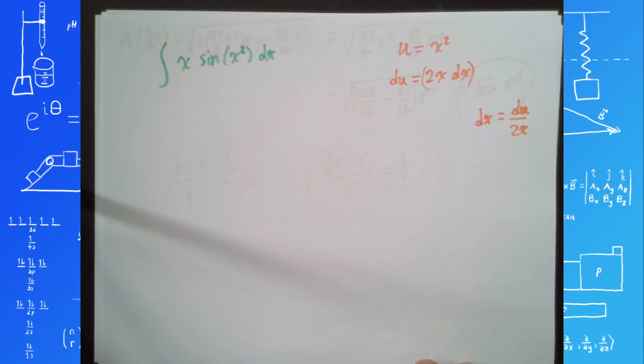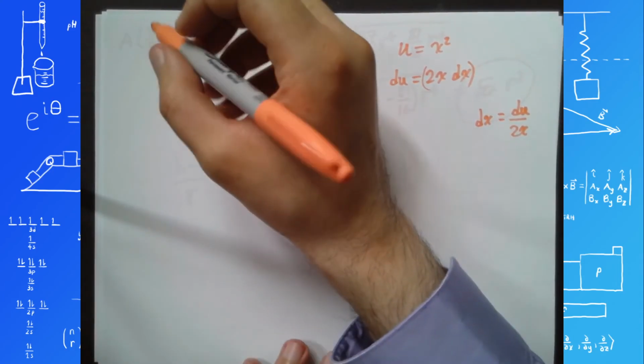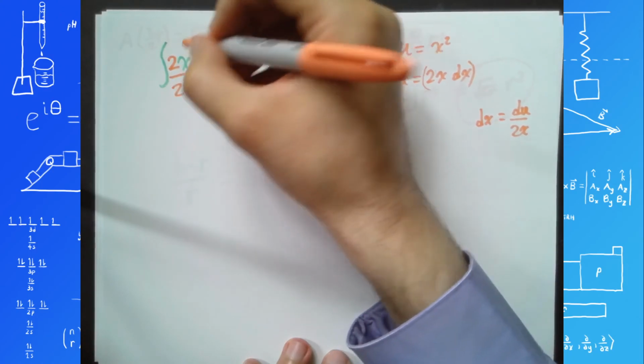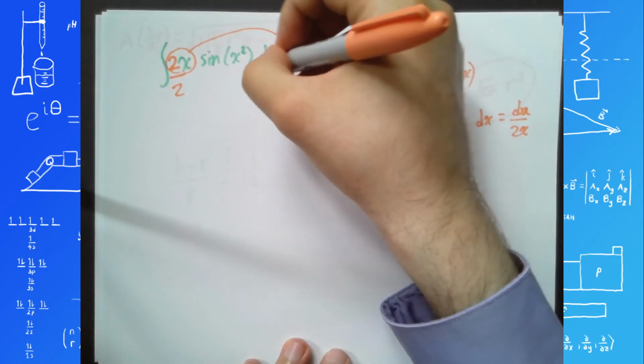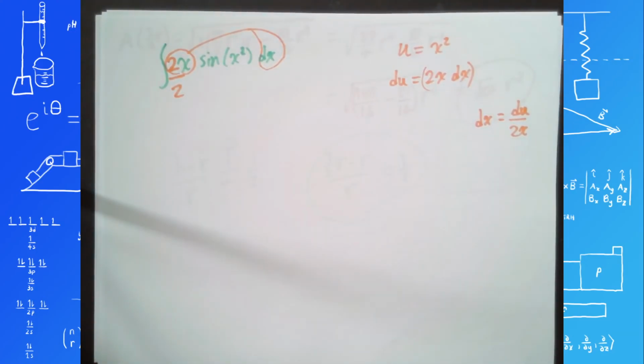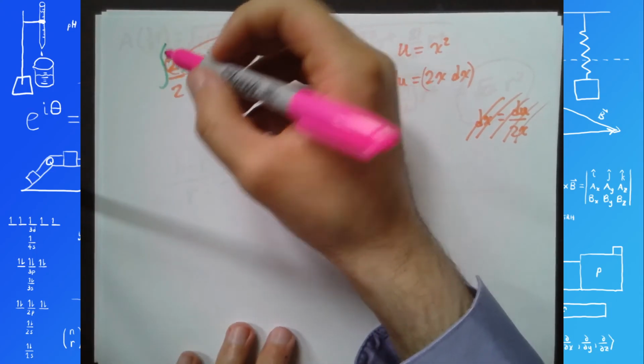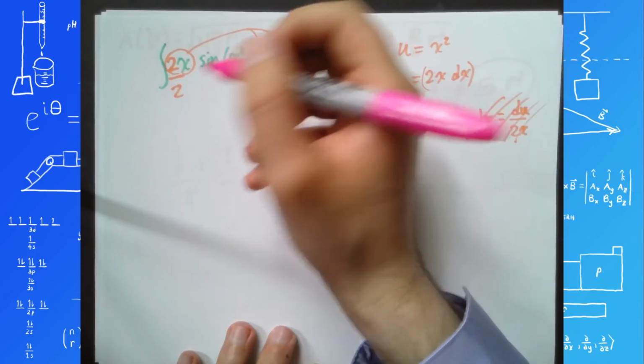Do I have a 2x dx? Well, not quite, but I can make one, because if I multiply by 2 over 2, now I've got 2x dx. I can replace all of that with du. It leads to the same end result, but depending on which method your teacher taught you, my method might seem a bit foreign to you. I would recommend you get used to it, though, especially if you plan on doing calculus in college, because that's how your professors are going to do it.